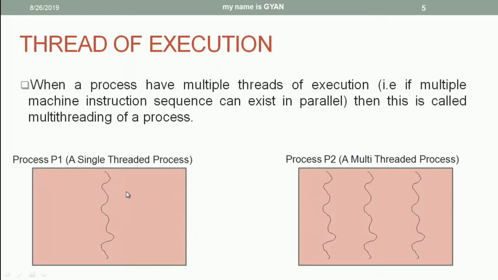A process can have only one thread of execution and another process may have multiple threads of execution. So when a process has multiple threads of execution, that is, if multiple machine instruction sequences can exist in parallel, then this is called multithreading of a process. It means the process is one, but there are various other execution sequences of the given process. So process P1 is a single-threaded process, but process P2 is a multi-threaded process which has three threads, which has three sequences of execution.